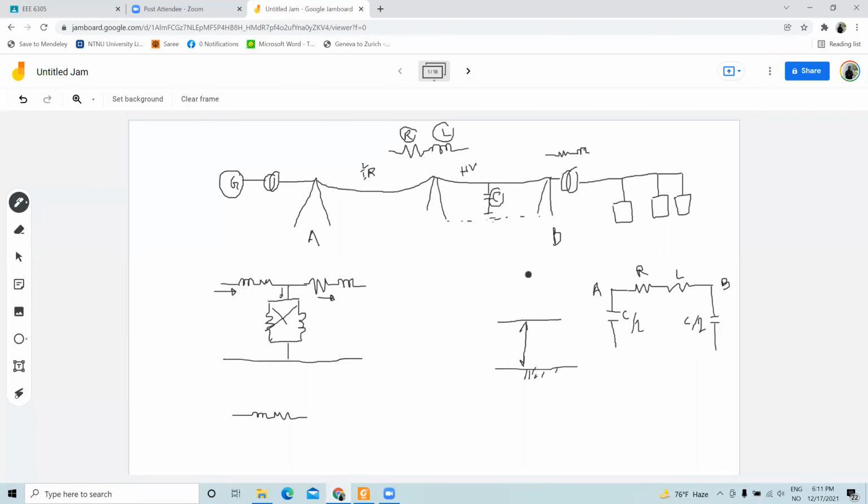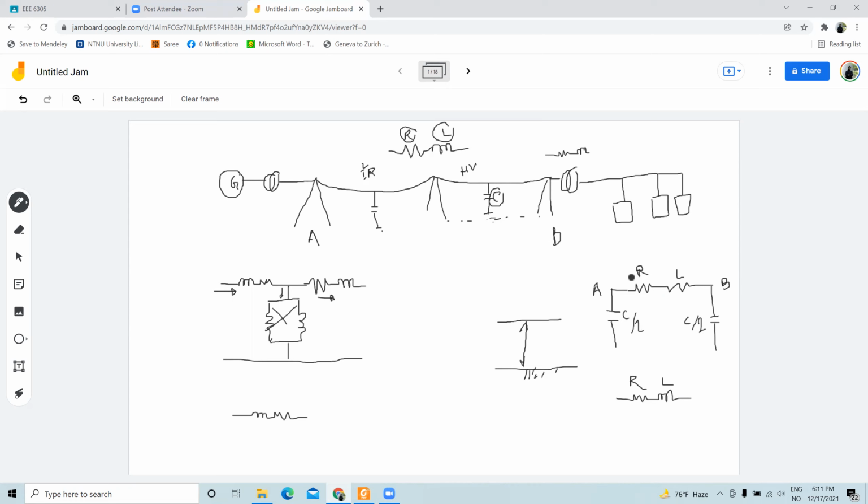If the line is short, you can simply represent it as R and L. So this is your R, this is your L, and you can get rid of the C. If the line is short, you can assume the capacitance is not very big, because capacitance increases as the line gets longer. Every line has its own capacitance, and it adds up as these are placed in parallel. So if the line is not very long, for instance less than 80 kilometers, we normally ignore the C and represent it using R and L.